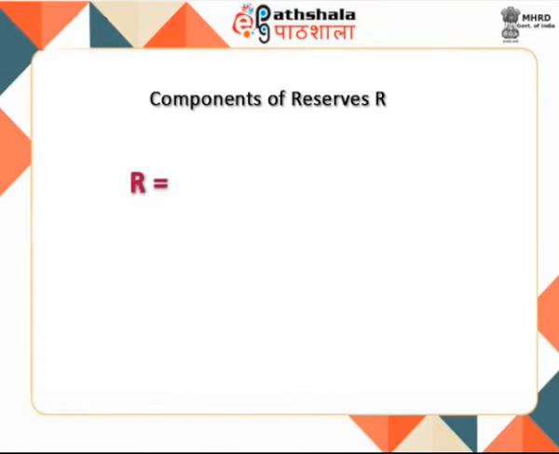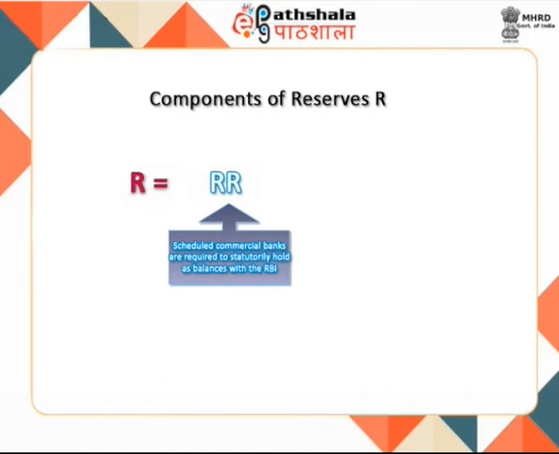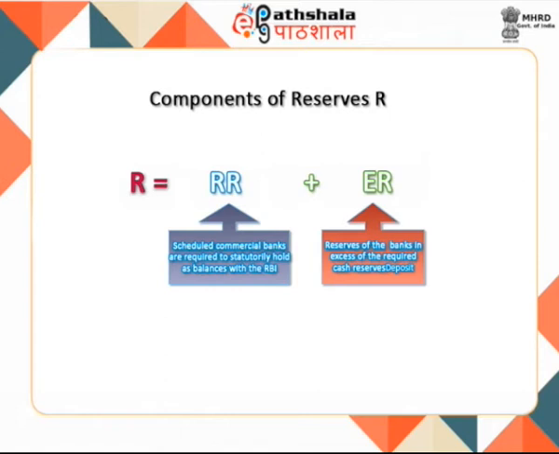It consists of two components. RR are the required reserves which the scheduled commercial banks in India are required to statutorily hold as balances with the RBI according to the statutory cash reserve ratio decided by the RBI. ER are the excess reserves of banks. They are the reserves of the banks in excess of the required cash reserves and are held by the banks for transaction, precautionary, and speculative purposes. They are held by the banks either as vault cash or as balances with the RBI.